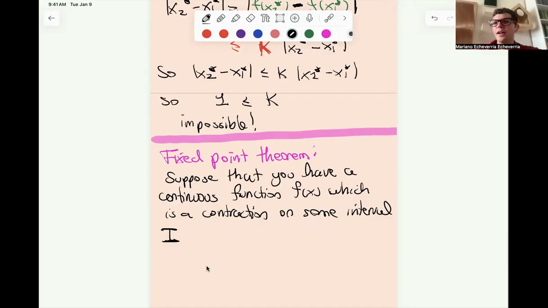I'll call just the interval I. The interval could be open, could be closed, could include infinity. It just has to be some interval. The only extra assumption that we do need, which I was telling you when I showed you the animation with GeoGebra, is that the values of the function are contained within this interval. Furthermore, f of x belongs to this same interval for any point on the interval.